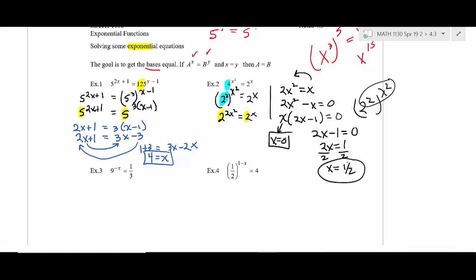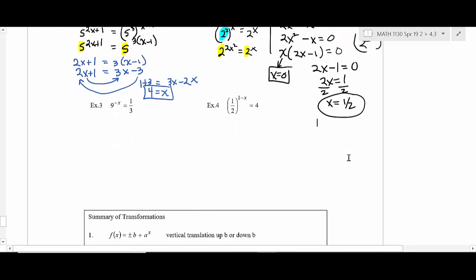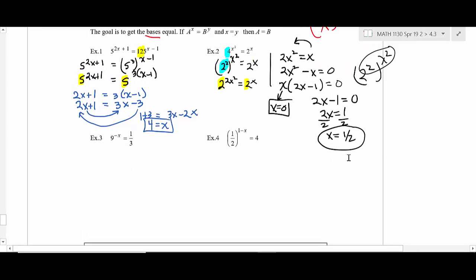All right, you guys understand what I did on those first two problems? Okay, the idea is the same. And these things, again, like I said, are designed this way in this section so that the bases could be made the same. If they can't be made the same, then you have to use logarithms to solve the equation. So that's the idea, okay? All right, and again, you can always check on your calculator if you want to.